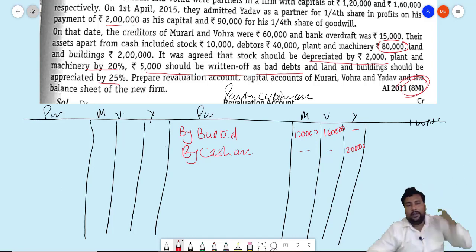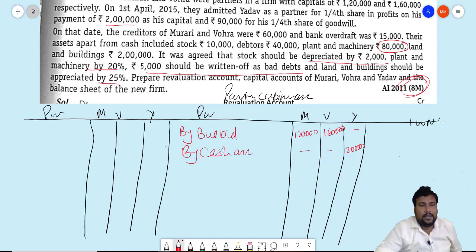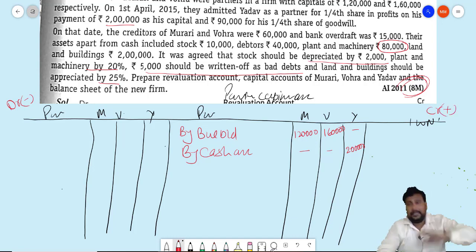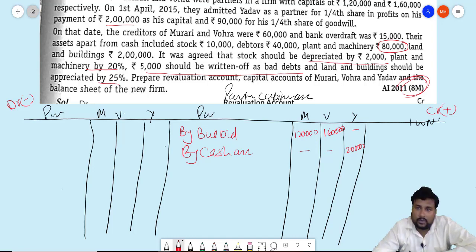Before that, now one trick I'm telling you: in the partner's capital, the debit side is basically the minus side, and the credit side is basically known as the plus side. Debit side is minus side, credit side is plus side. Okay, so by balance BD 1,20,000, 1,60,000, by cash account 2 lakh rupees.